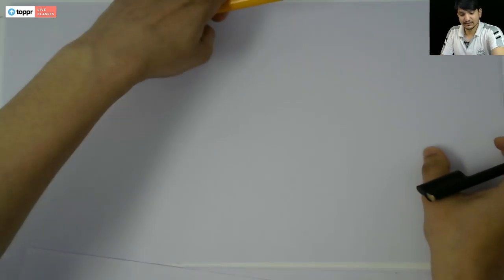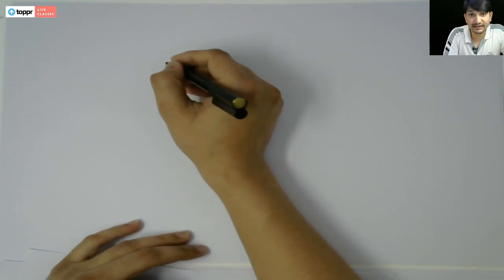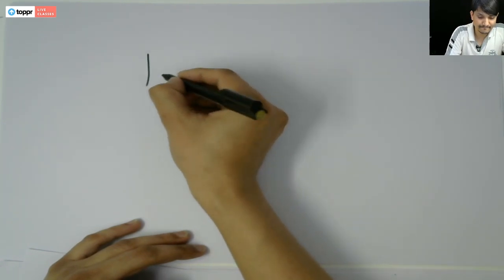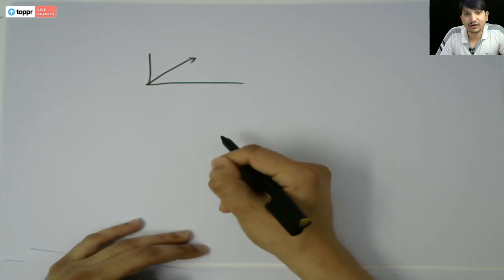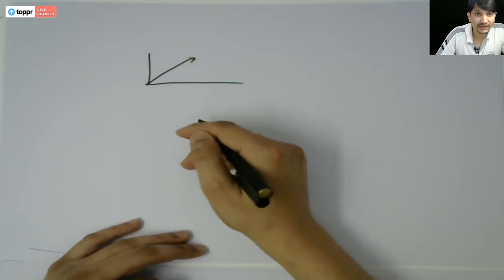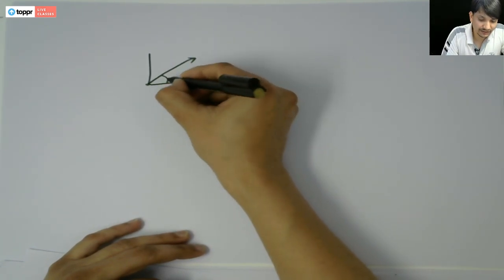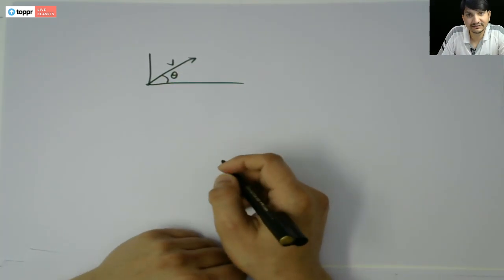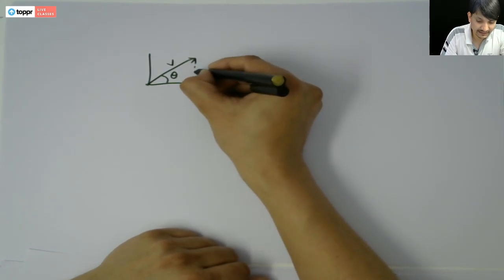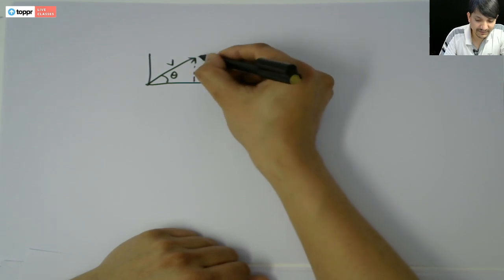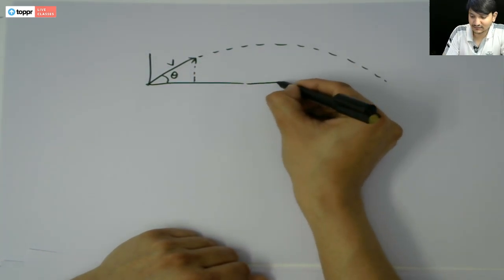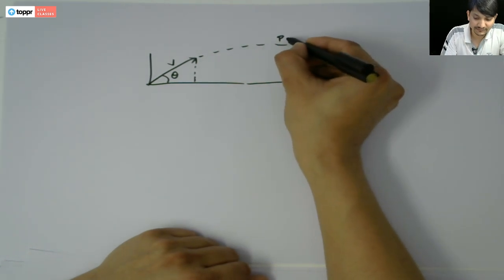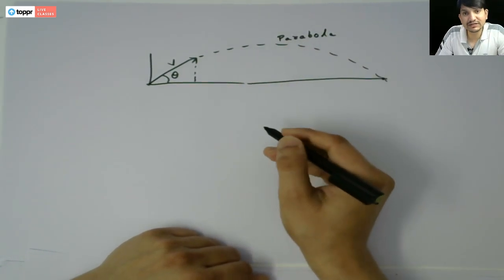Let us consider any kind of motion that is not strictly in one dimension. Suppose you are shooting an arrow, or you are throwing a stone into the air at an angle theta with the ground with velocity v. How will it move? By experience, you know that the motion of this projectile, or whatever you have thrown or shot, will go like a parabola. Why does this go like a parabola?